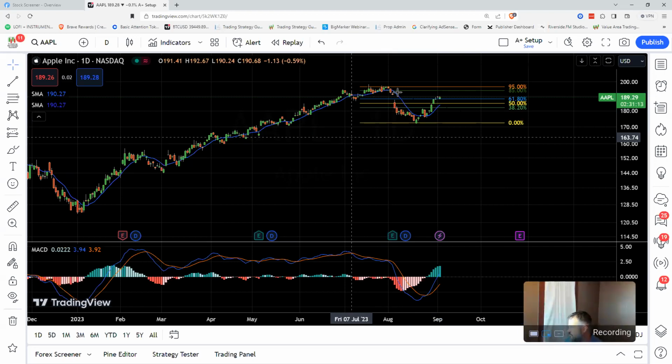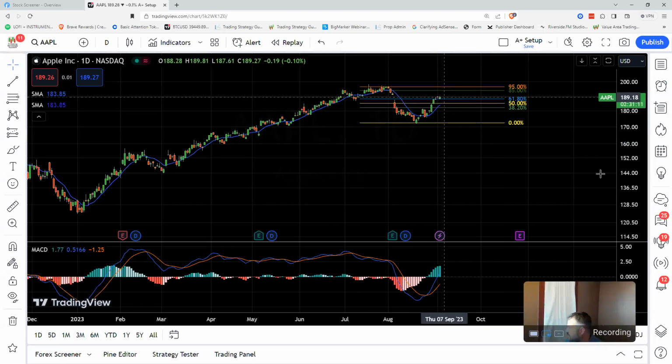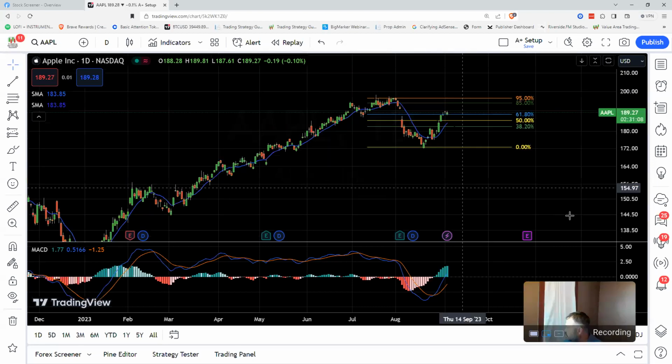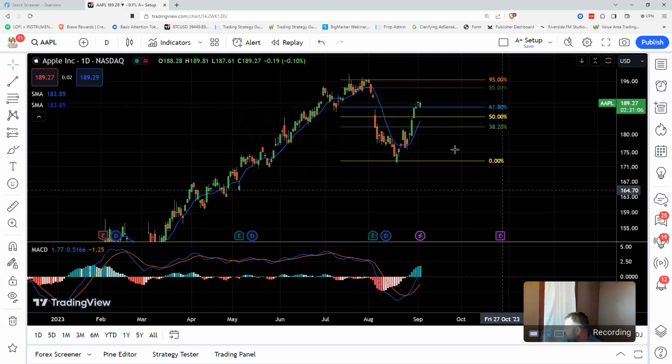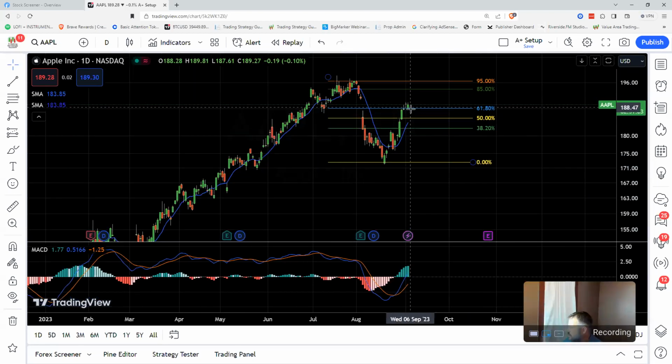So right now, I would probably not take this trade, but you can see we are pushing the 61.8. But because I think Apple's in an uptrend, I don't want to mess with a short. But this is what I would be looking for: hitting that 61.8, then look for a bearish signal like a pin bar and a trend line break, and then I would take it to the downside.